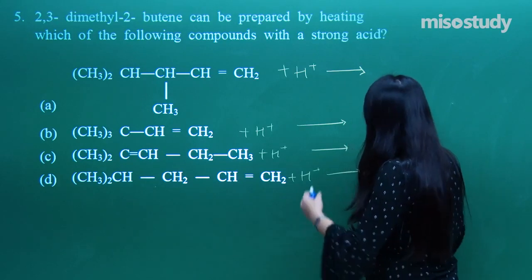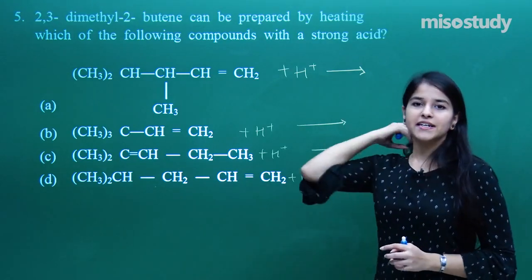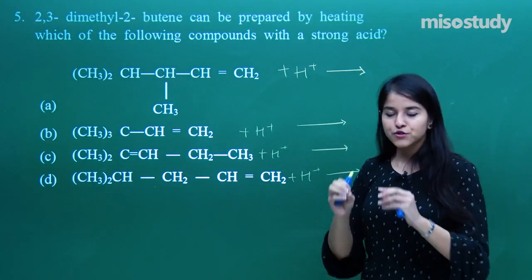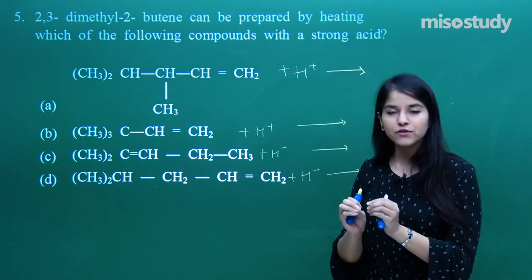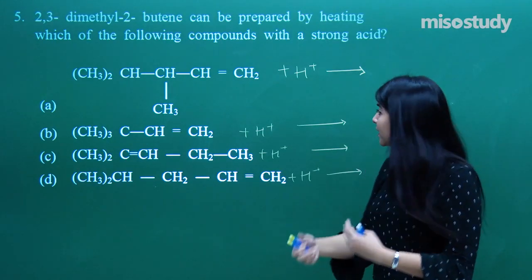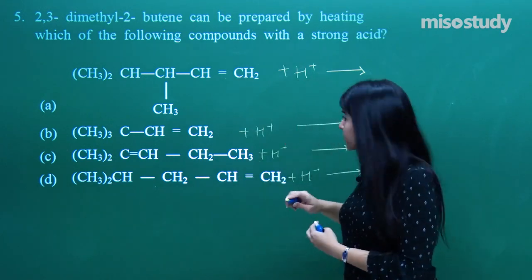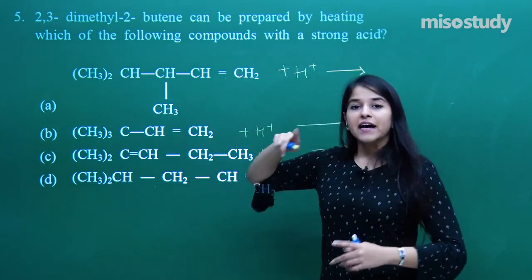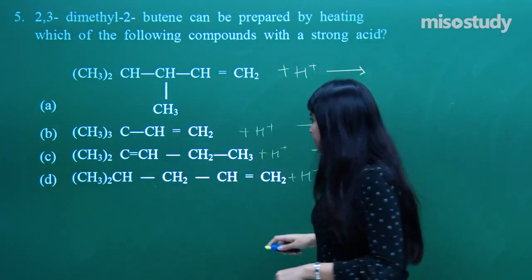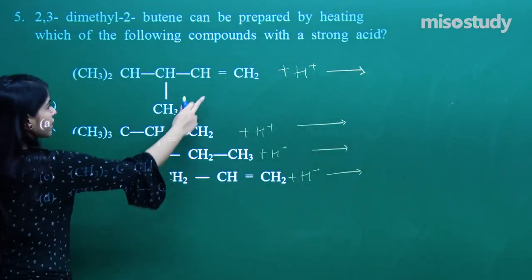What will it be? Again the H plus will attack where? It will attack on the electrons. Where are the electrons? Towards the double bond, towards the pi electrons which are weak and able to react. So here are the pi electrons. So where will that be shifting? That is the concern. So let us just analyze number 1.